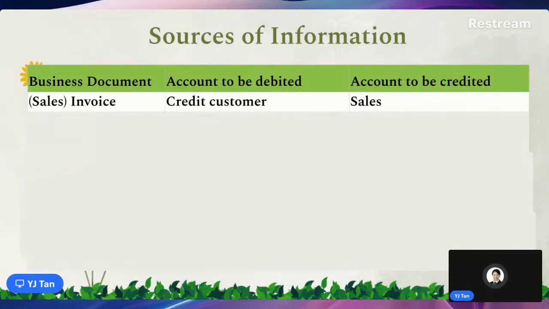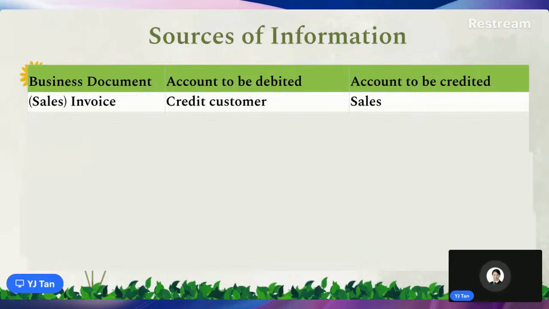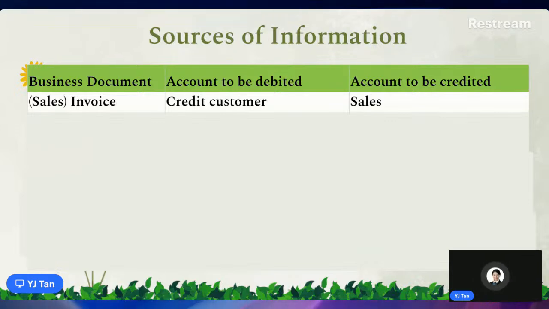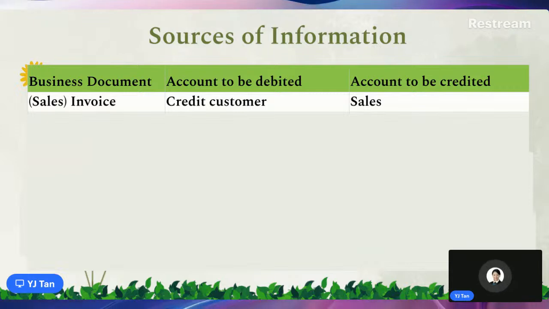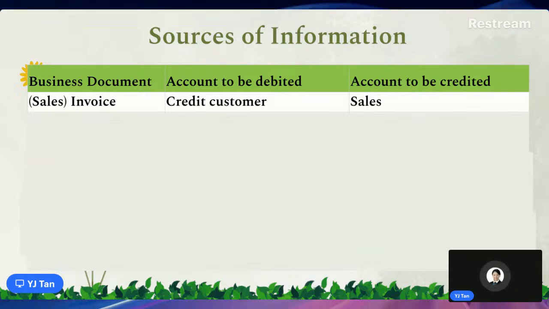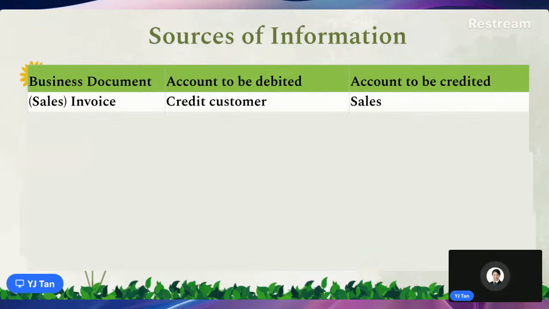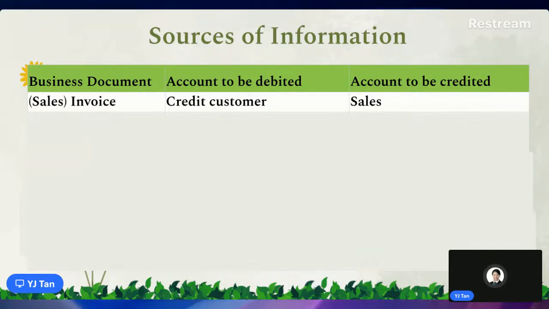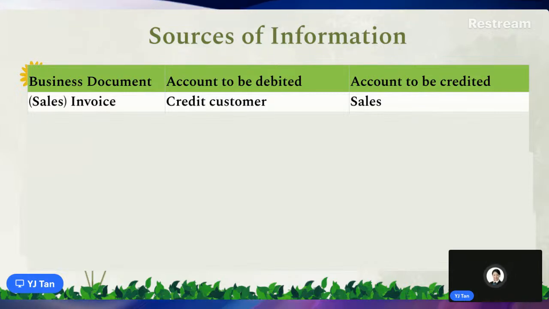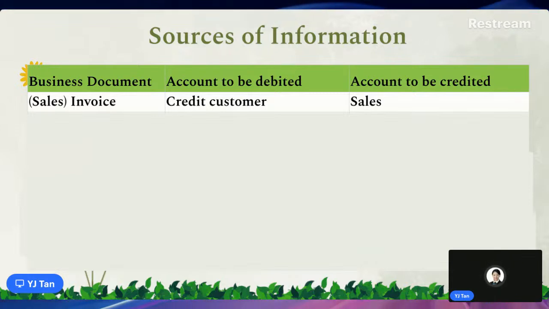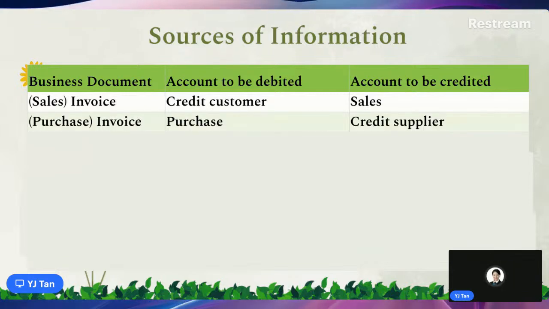All right, now that's all the documents that we want to talk about. And here are some business tables that help you understand better how you're going to use all this source information, the business documents, for your double entry. Let's have a look at the first one. Let's say the invoice is a sales invoice to your customer. The double entry is you debit the customer's account in your books, and you credit your sales account.